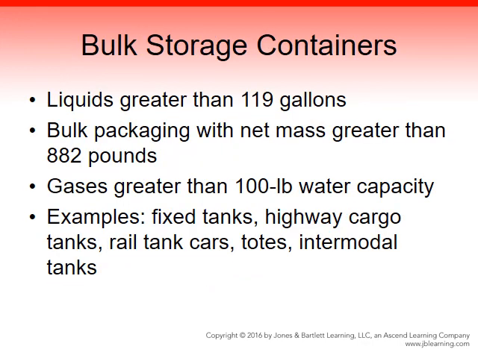Bulk storage containers are large volume containers, and these are ones that have liquids greater than 119 gallons in them. Bulk packaging with net mass greater than 882 pounds also falls in this category, as well as gases greater than 100-pound water capacity. Examples of this would be fixed tanks, highway cargo tanks, rail tanks, totes, and intermodal tanks. And of course, we'll see pictures of those here shortly.